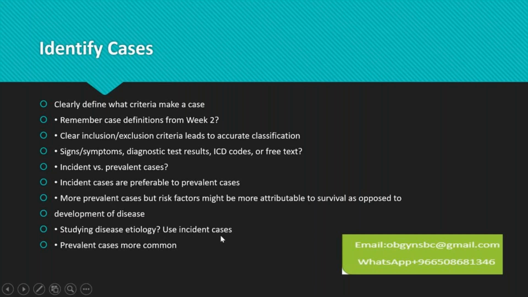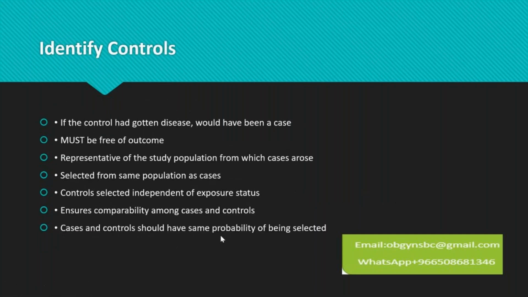And prevalent cases are more common. Why? Because in the prevalence, we include the older cases, the existing cases, and the new cases in a society. So the prevalence is mostly more than the incidence.